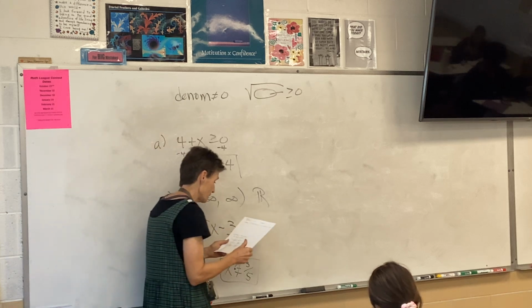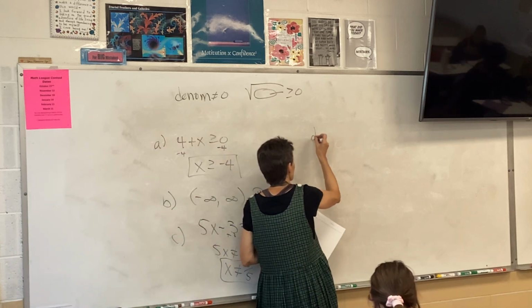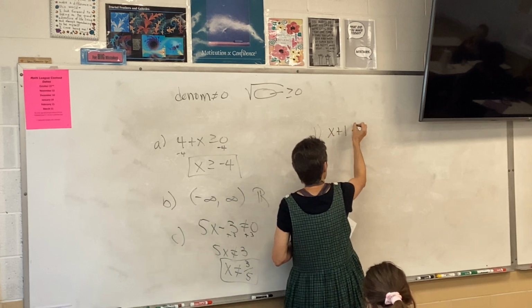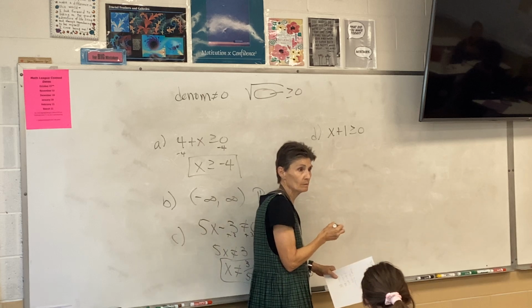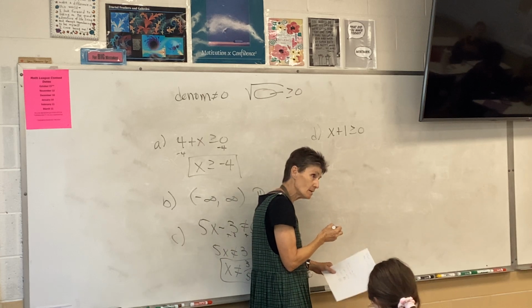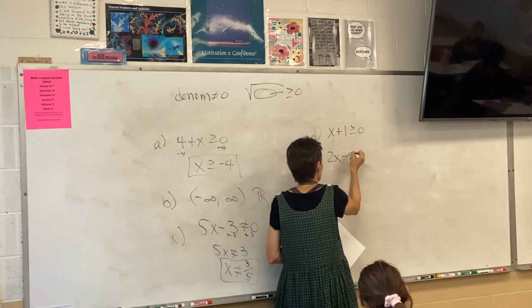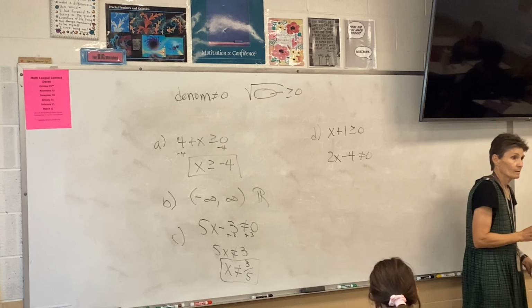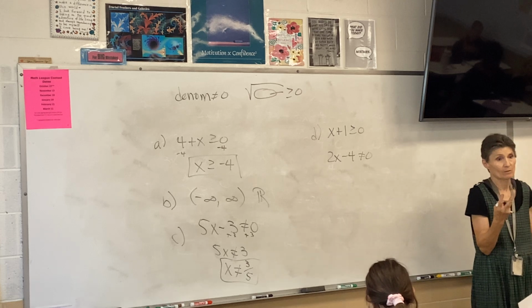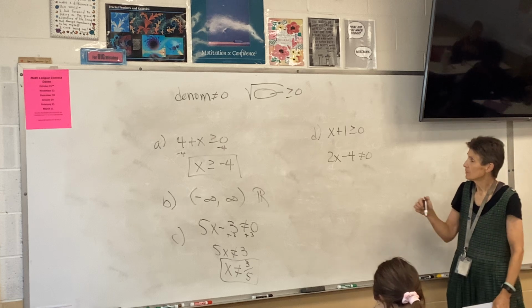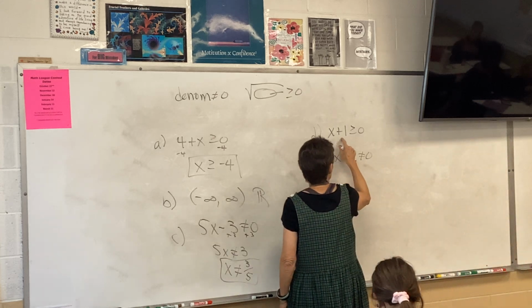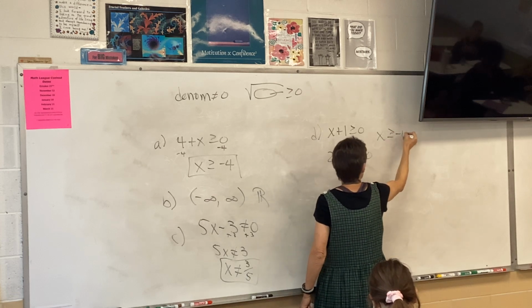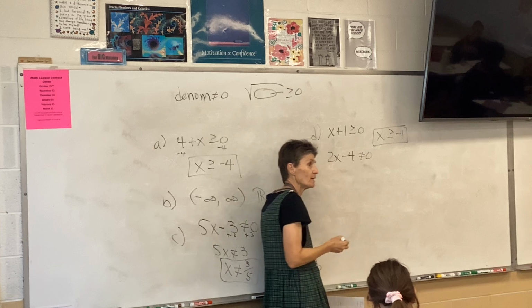And then what about D? Well, this one's the biggest, because why? What's happening in D? We have a radical, so x plus 1 has to be greater than or equal to 0. And we have a denominator, so 2x minus 4 cannot be 0. Right? So this is going to be a 2-part answer. I'm going to have 2 pieces to my answer. What's this piece going to say? X is greater than or equal to negative 1. That's part of your answer.